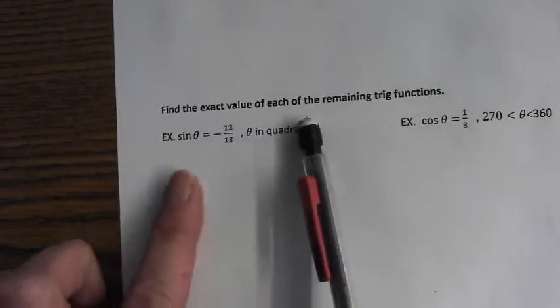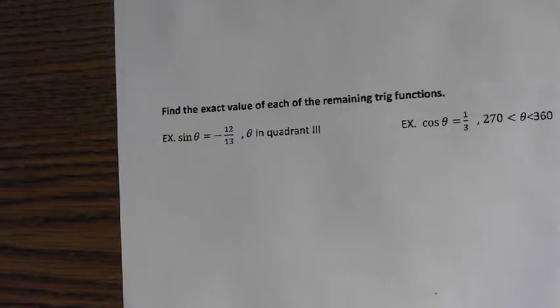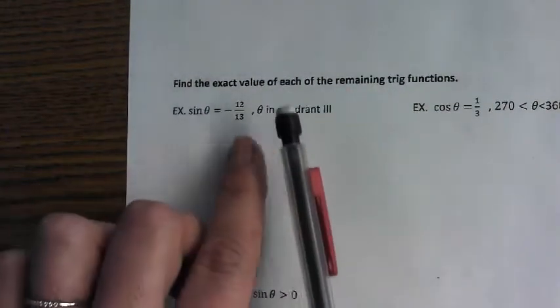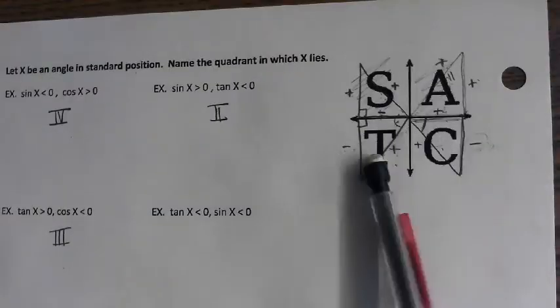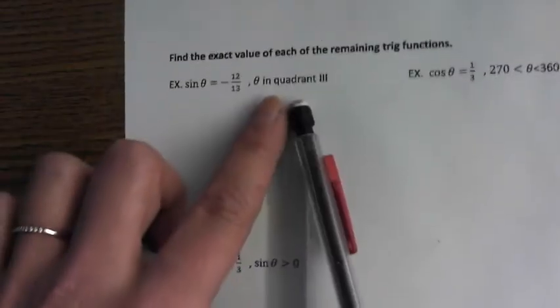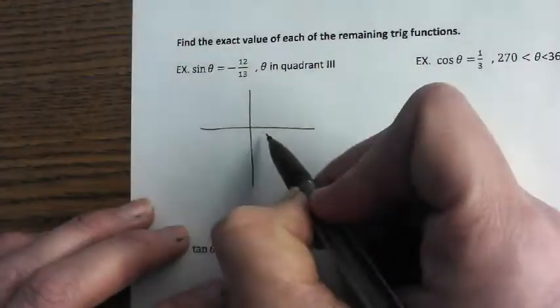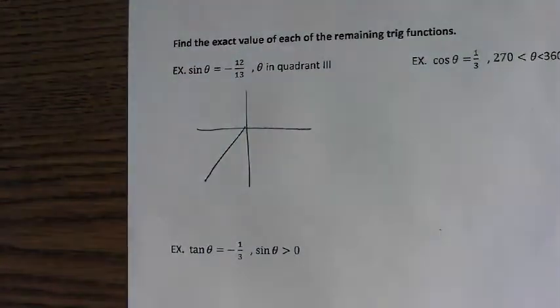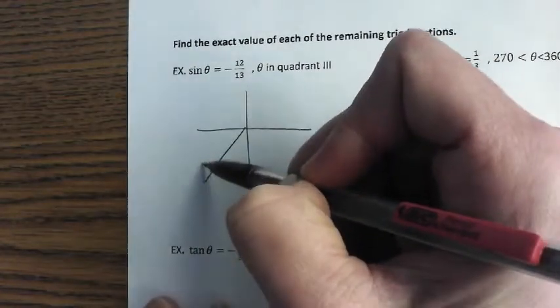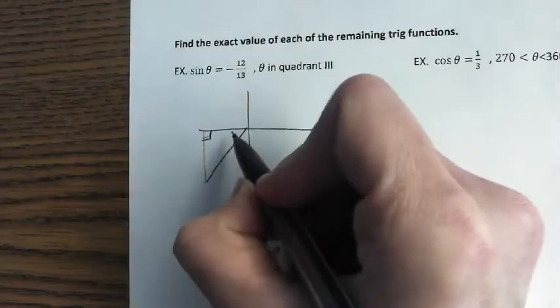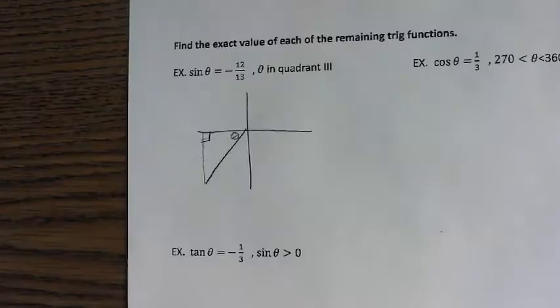Find the exact value of each of the remaining trig functions. So they're giving us sine, and they're telling us theta's in the third quadrant. Well, because sine was negative, I knew it was 3 or 4 anyway. They just told me it's in the third quadrant. So let's draw it. A terminal ray in the third quadrant. Make your right triangle. My theta is always this one towards the origin.